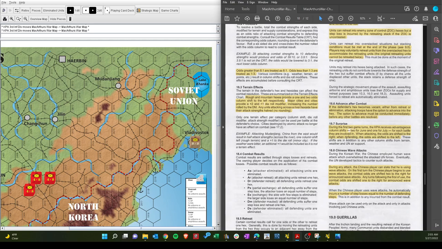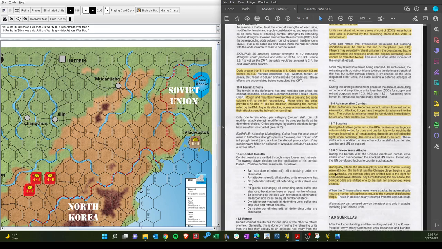When attacking, the odds are shifted to the right. When defending, shifted to the left. So that applies both to attacking and defending. Two in June and then one in July, I think it is. Yeah. And then the surprise wears off.